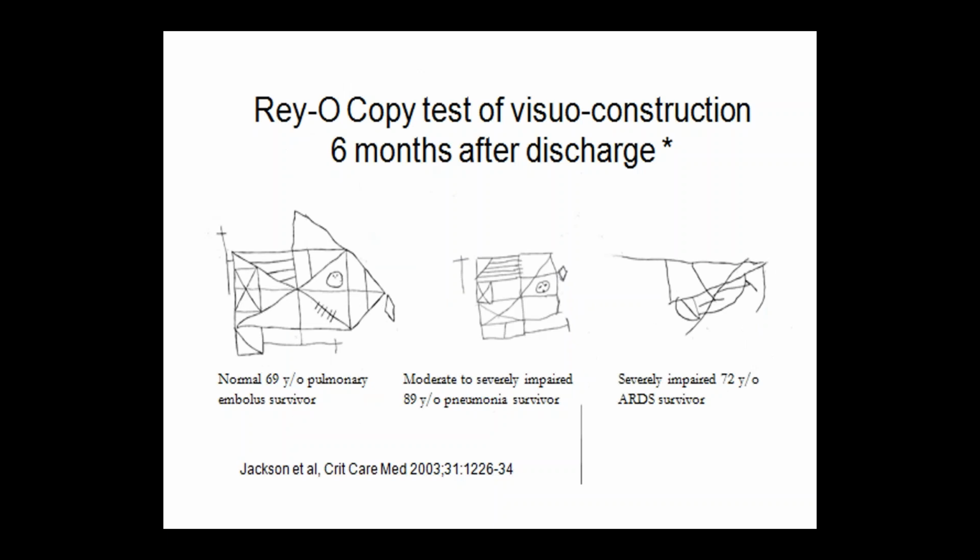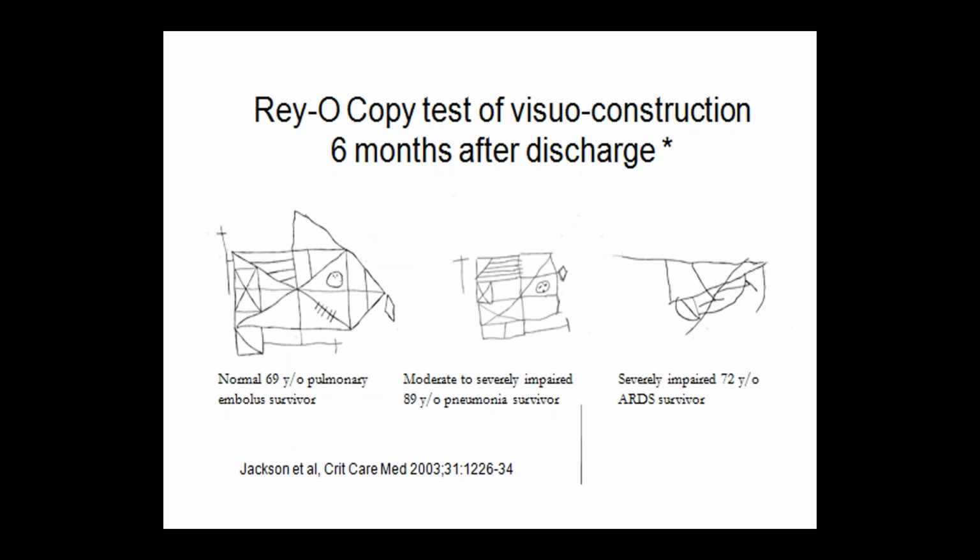This is another example. This is from a paper we published in 2003. These are pictures of copies that patients had done of the figure that we just showed you, a normal figure, which looks like quite a nice rendering, a figure that really looks a lot like a series of scratches on the page on the far right, which were observed in a severely impaired 72-year-old ARDS survivor. So they say a picture's worth 1,000 words, and we certainly find that's true in our research.